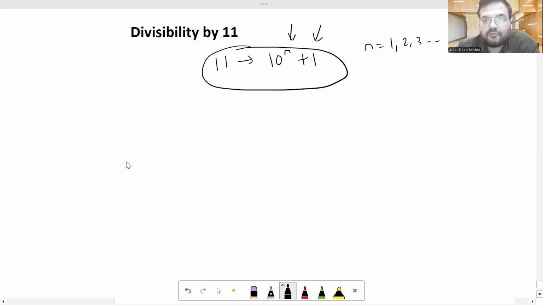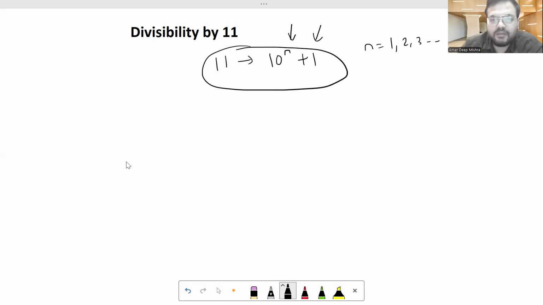Depending upon the value of n, we will start from the rightmost direction, and we will do the alternate plus minus. The final value should be either 0 or a multiple of 11. Let me explain this to you. I know that just by saying it would not be clear to you.